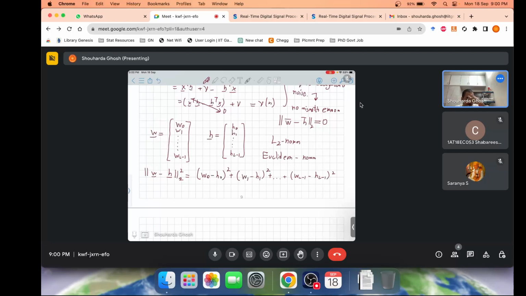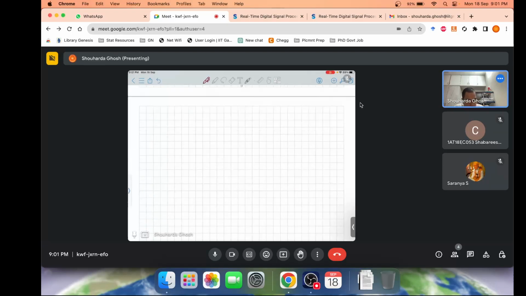Okay, so that's what we mean by that there is no mismatch error. Okay, and now, how do you check the performance? How do you check whether this algorithm is working or not?